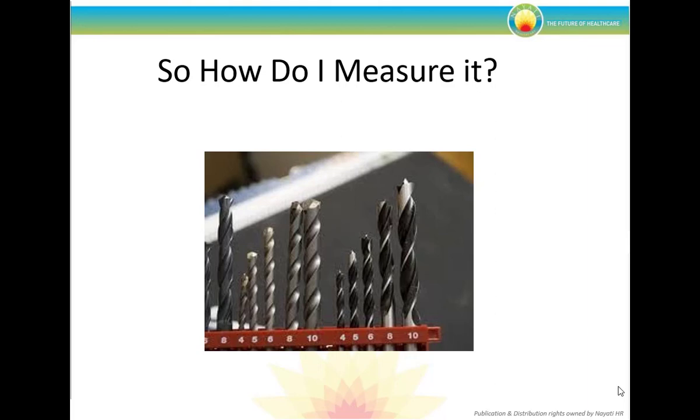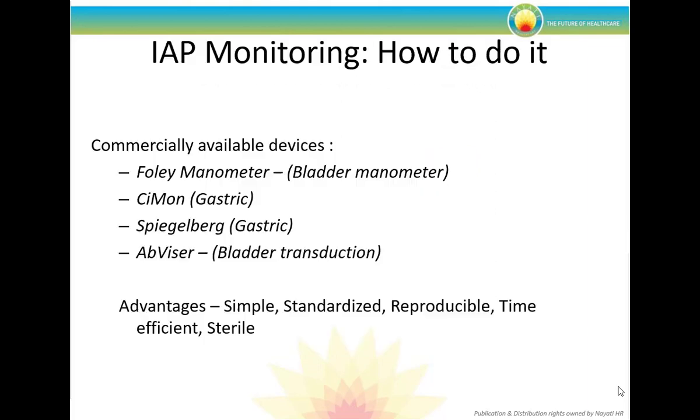So how do I measure it? How do we measure it in our ICU? There are various devices. There are commercial devices. What we do is use manometers through the gastric port, through the stomach. There are specially designed devices, such as the Spiegelberg device. There is another bladder transduction method called AbViser. I have some images which I will be showing you.